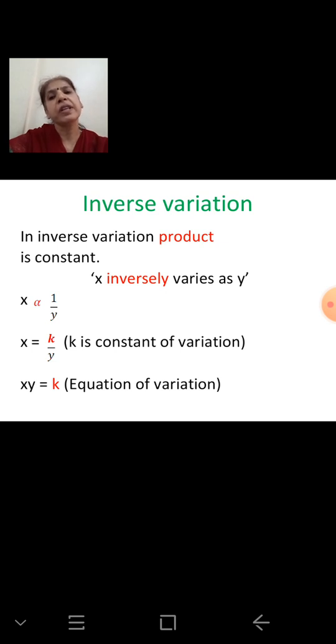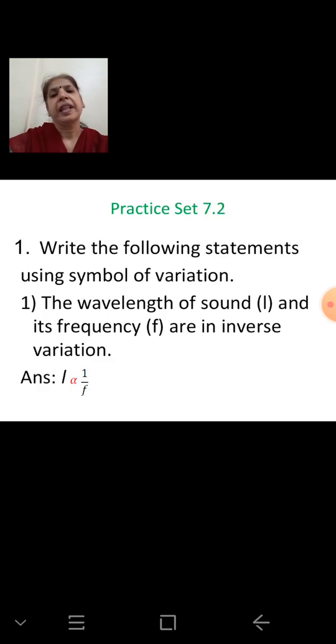And here how is your equation of variation forming? Your y, in cross multiplication, that is upon, becomes multiply to the other side. So xy is equal to k. Keep in mind, in inverse variation, when we will be solving the sums, our equation of variation is xy is equal to k. Now let's start with practice set 7.2. We have to write the following statements using the symbol of variation.